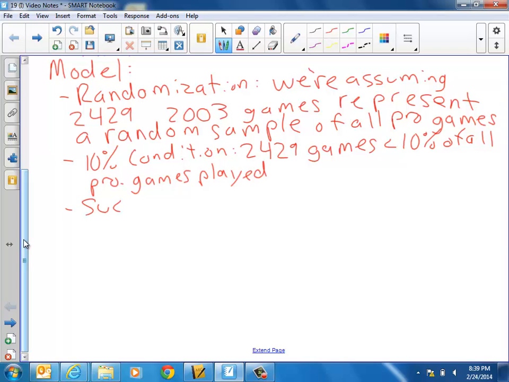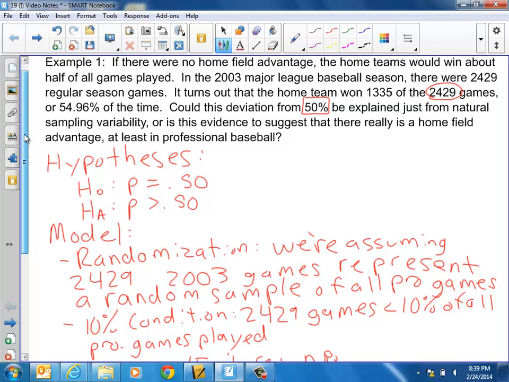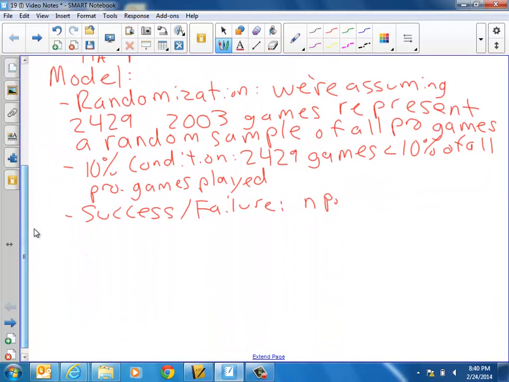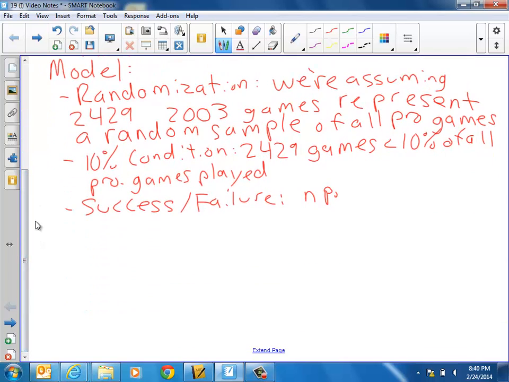Let's look at finally the success failure condition. So that's the np and the nq. Are they greater than 10? We're going to change how we write that just a tad. The sample size times, instead of p, we'll say p naught. So the population proportion given our null hypothesis, the capital H naught hypothesis, that's what the defendant's claiming to be. Remember that. np naught here was 0.50. n equal to, it was 2,429 games. So 2,429 substituted for n times the 0.50, that's certainly greater than 10. So we'll check that off.